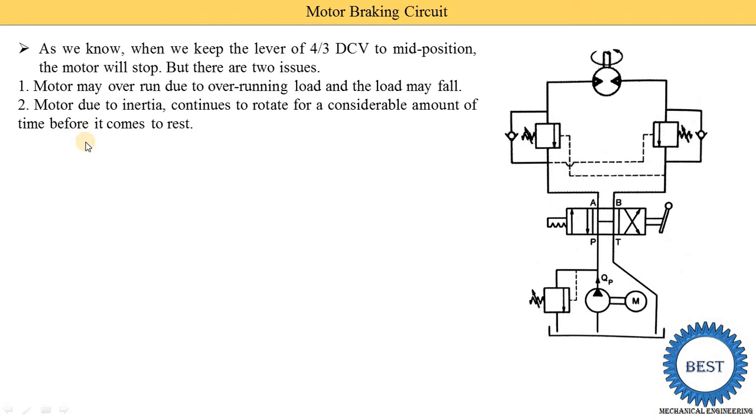So these two issues are solved by using braking circuits. Now let us understand how the braking circuit works. To avoid this, brake valves B1 and B2 are used in the circuit. Here you see, in between the directional control valve and the hydraulic motor, we have put the braking valves B1 and B2. Here we consider that B1 is installed between the A port and the hydraulic motor, and B2 is installed between the B port and the hydraulic motor.